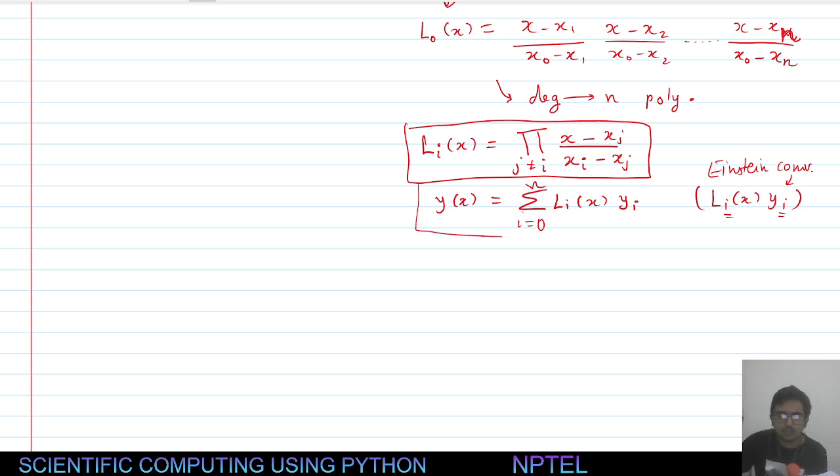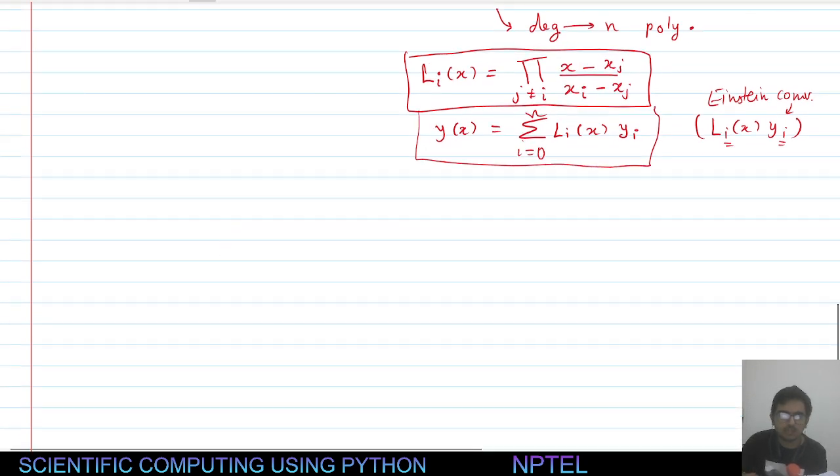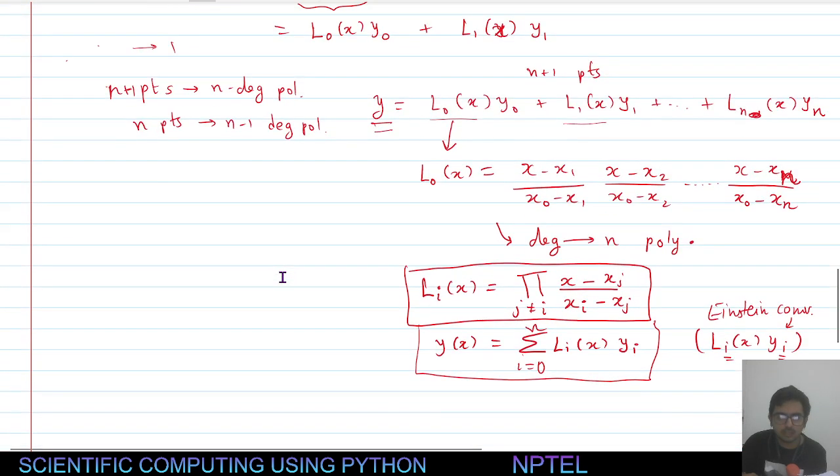So is this clear? Any questions? You can unmute yourself and ask. Yeah, Harsh, I have a doubt regarding that function L0 of x. In the lecture, Sir said that it's up to 2 points, like x minus x1 by x0 minus x1 times x minus x2 by x0 minus x2, up to that point, right?